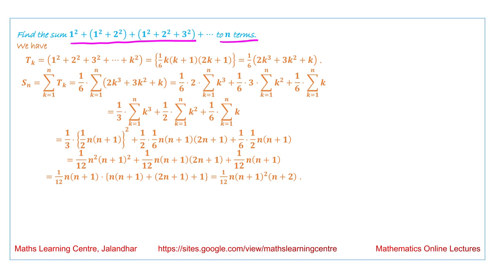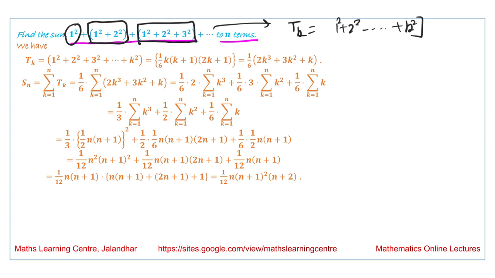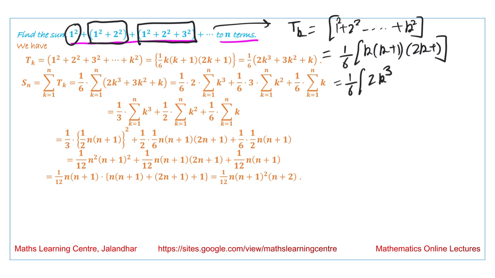First of all we are going to write the kth term. We consider this as the first term, this whole as the second term, this whole as the third term. So the kth term tk will be 1 square plus 2 square, so on up to plus k square, and the value of this will be 1 by 6 into k plus 1 into 2k plus 1. This is equal to 1 by 6 into 2k cube plus 3k square plus k. So this is the nth term in this case.